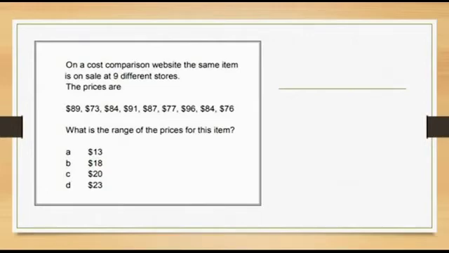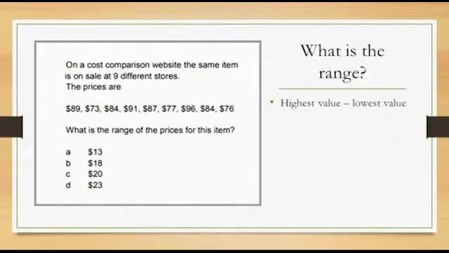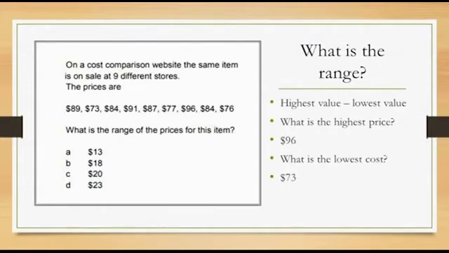What do you do? Remember, we looked at it first. The range is the difference between the highest and the lowest value. So first you need to identify what is the highest price that you are seeing. Exactly, $96. What is the lowest price? Brilliant. If you saw the lowest price was $73, you're right on track. So we simply subtract 73 from 96, giving us $23. So the difference between the highest and the lowest price is $23. So the range is $23.